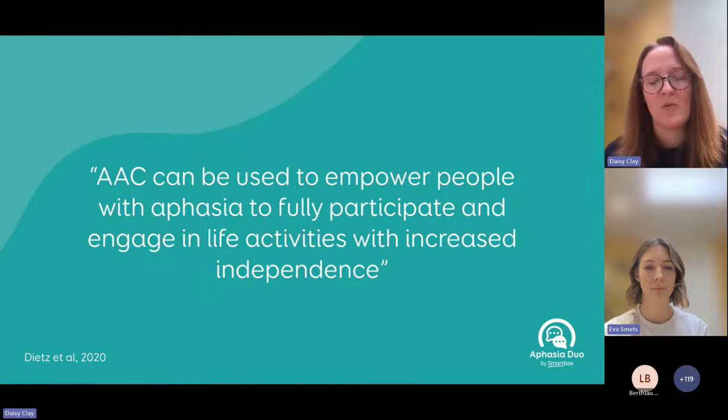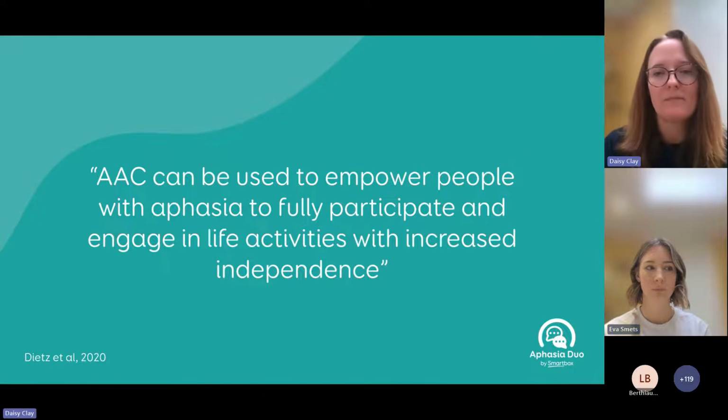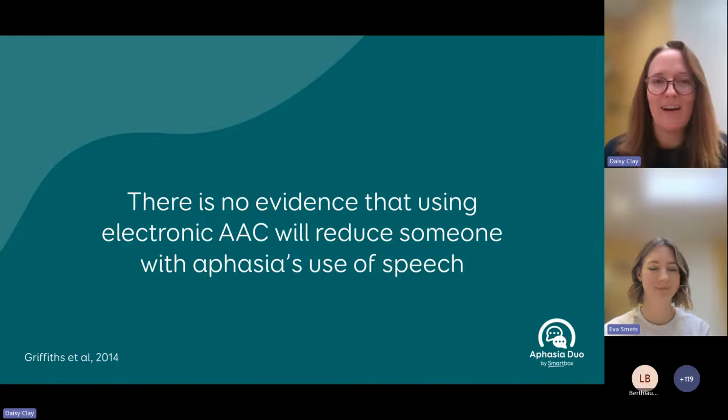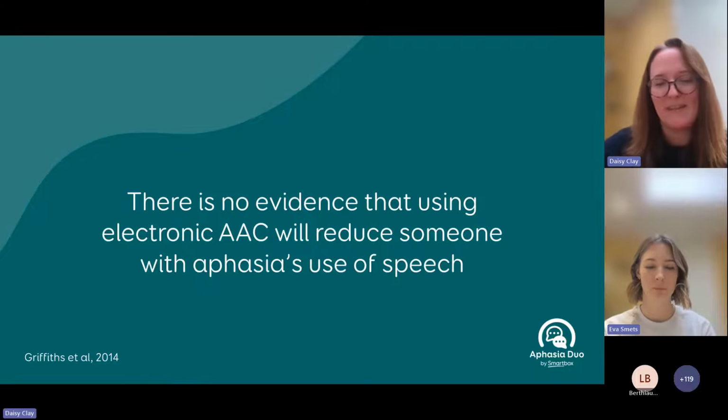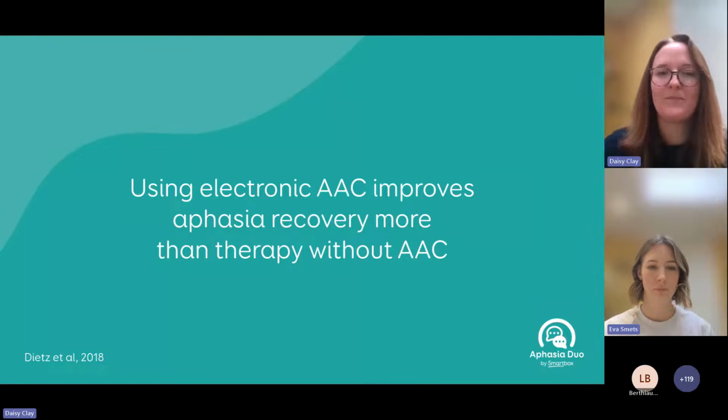independently. So often when someone has a stroke, they can become reliant on someone else to communicate for them, or really just needing that person to help them in daily activities. So AAC can be really empowering. I also really wanted to highlight that there is no evidence that using electronic AAC will reduce someone with aphasia's use of speech. This is a really common fear when we're introducing AAC to anyone who also has some speech, but there is no evidence that that's the case. So yes, nice one to be able to share with people that you might be working with.